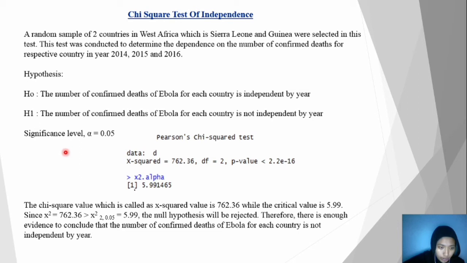From the R calculation, the chi-square value is 762.38, while the critical value is 5.99. Since the chi-square statistic is bigger than the chi-square critical value, the null hypothesis will be rejected. Therefore, there is enough evidence to conclude that the number of confirmed deaths of Ebola for each country is not independent by year.